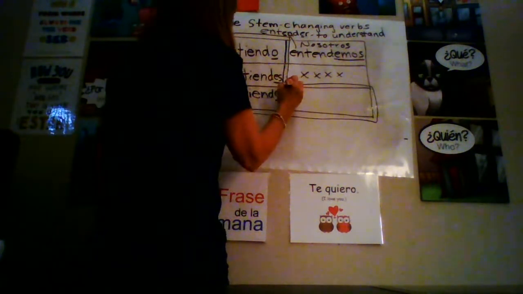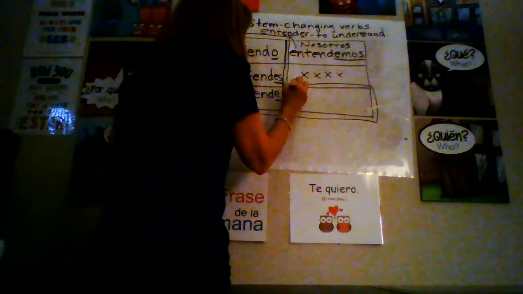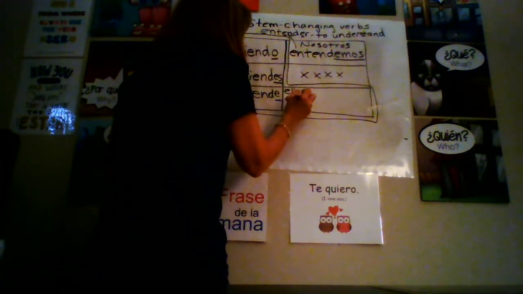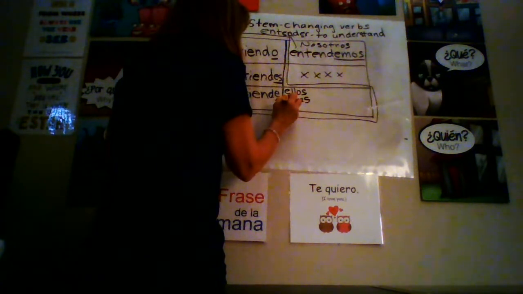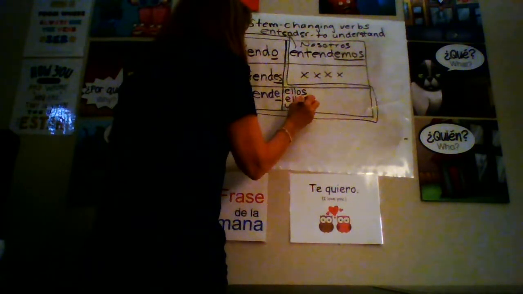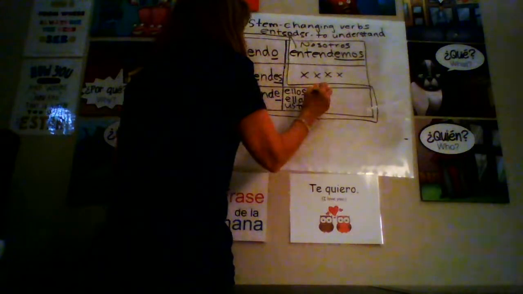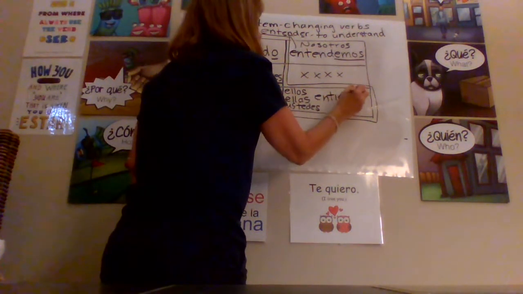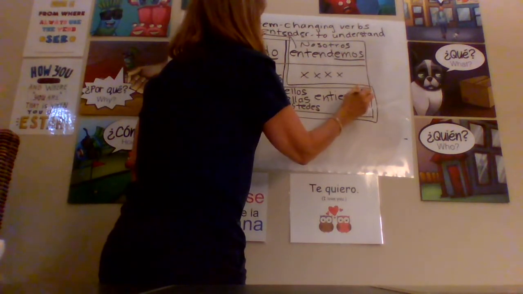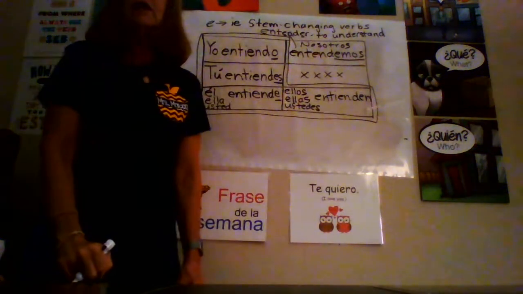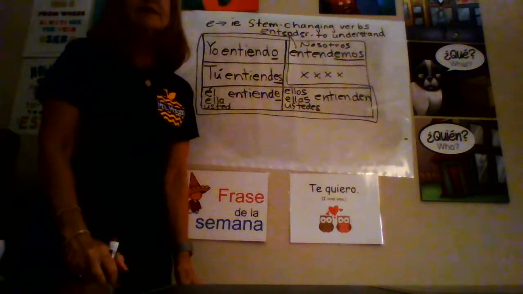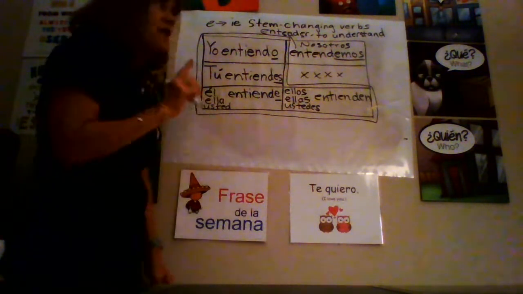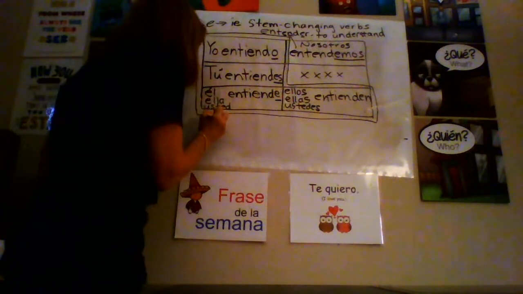And then the last one, now we're back inside the boot. They masculine, ellos, feminine, ellas, and you guys, ustedes, it's going to stem change, entienden. And that's how you conjugate E to IE stem changing verbs with a lot of ease.